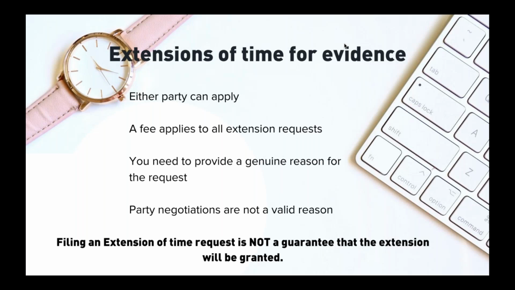Either party can apply for an extension of time to file evidence. A fee applies to all extension requests, which is $150 per month. You will need to provide genuine reasons for the extension. A copy of the extension request will be given to the other party, and they will be given a chance to object to the extension.